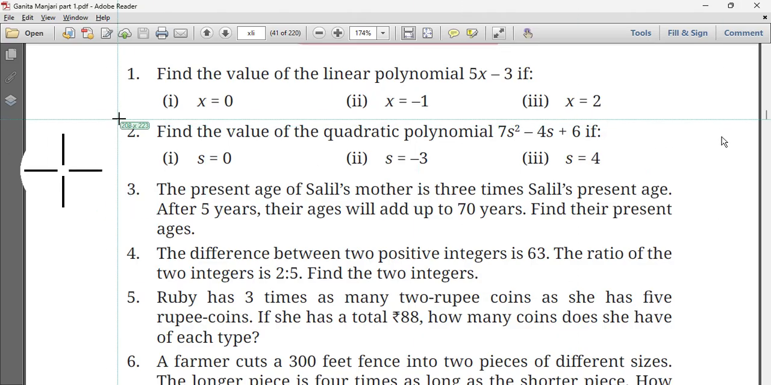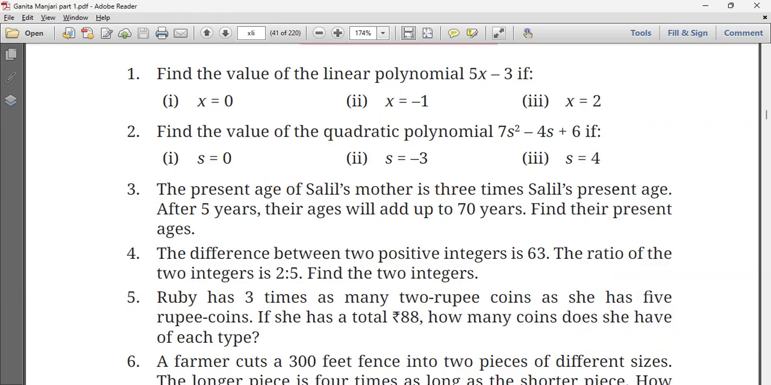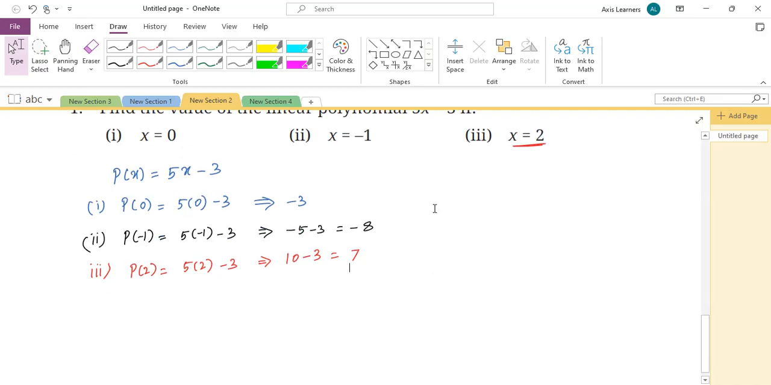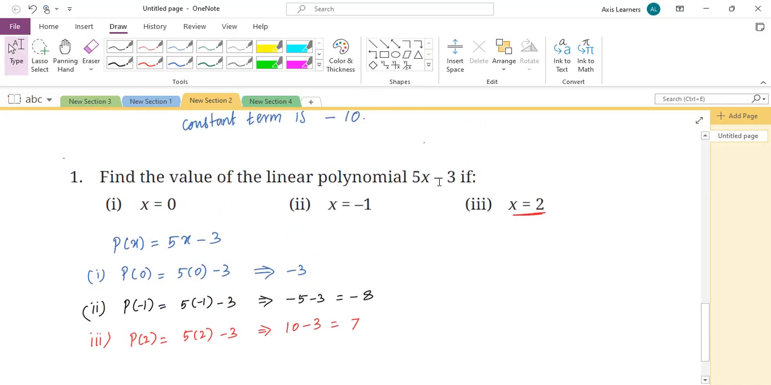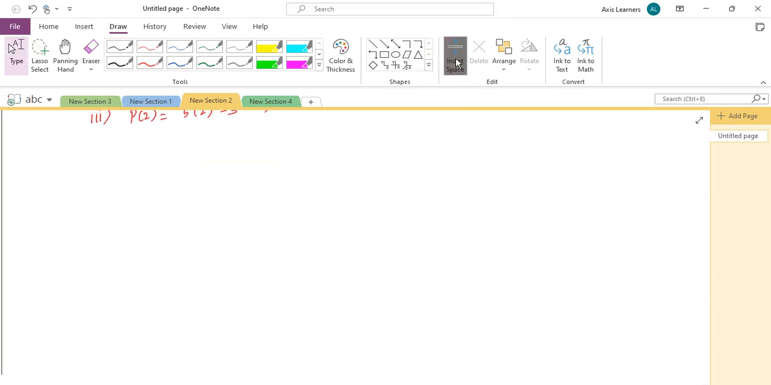Second also similar to the first one, but the polynomial is quadratic. Okay, so we need to find the values exactly. And one more thing, the previous one is in terms of x, but the second one is in a different variable. We will see that.